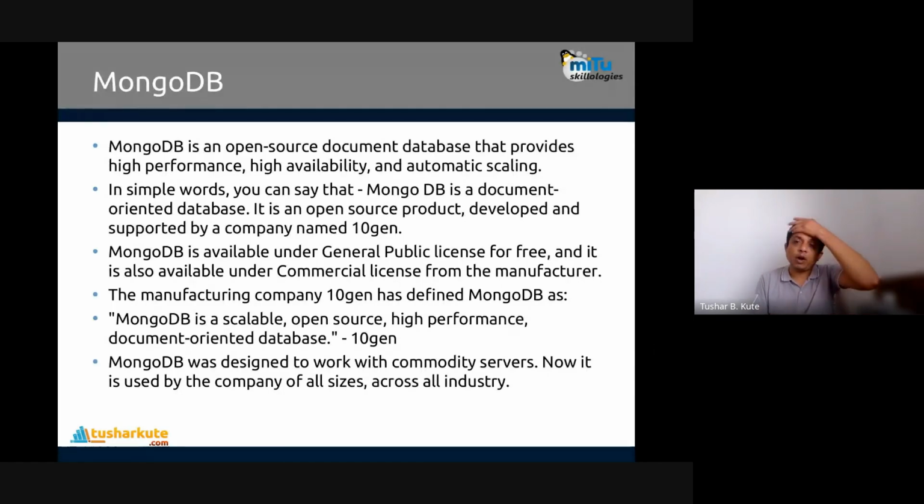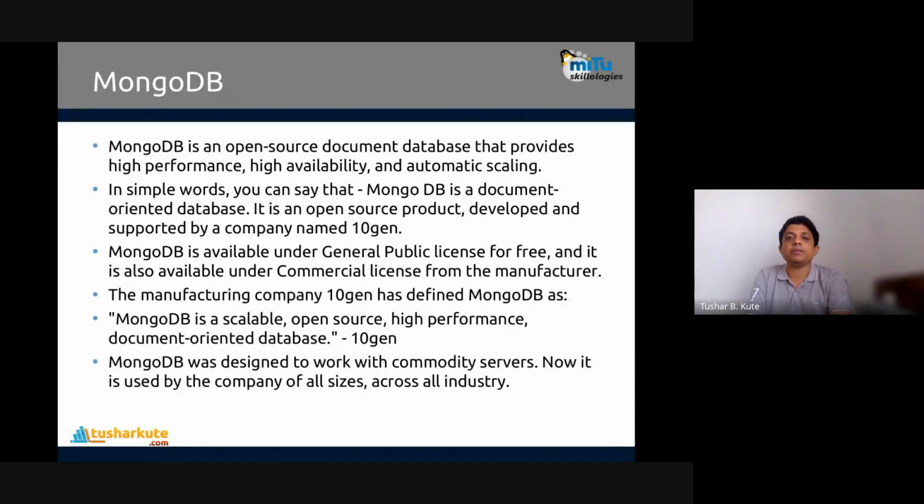But out of all four categories, MongoDB comes under document-oriented database. It's an open source product developed and supported by the company 10gen. MongoDB is available under the general public license for free, and it is also made available under a commercial license from the manufacturers. When a company wants to use it, they can use the commercial version, but an open source version for a single user is also available.